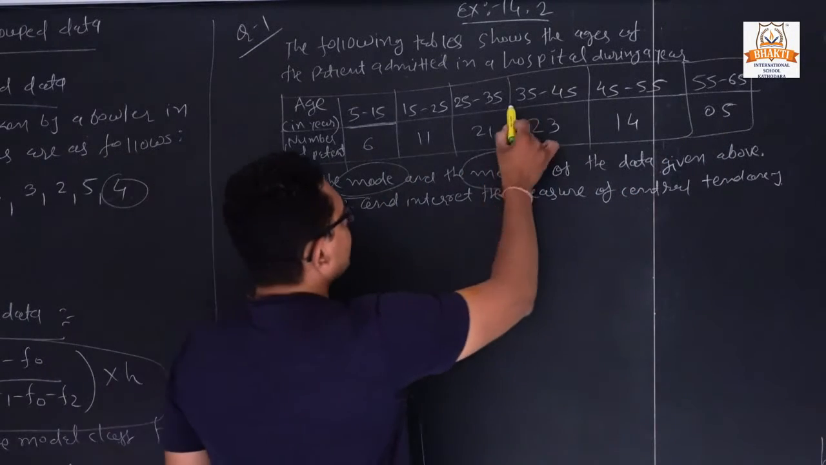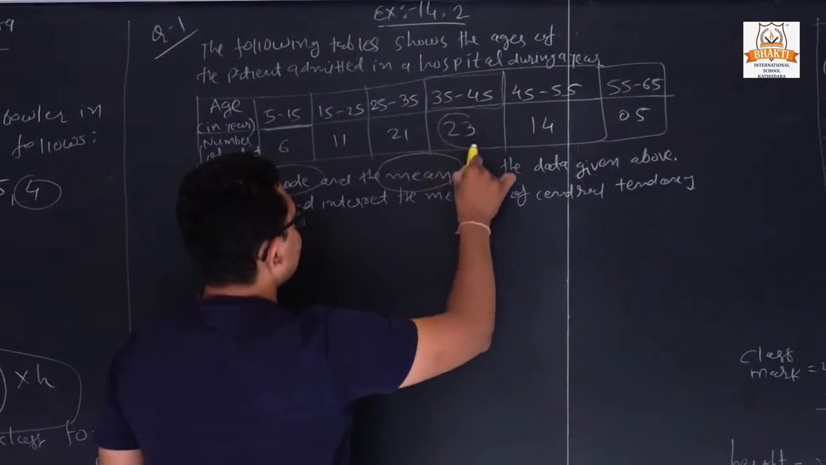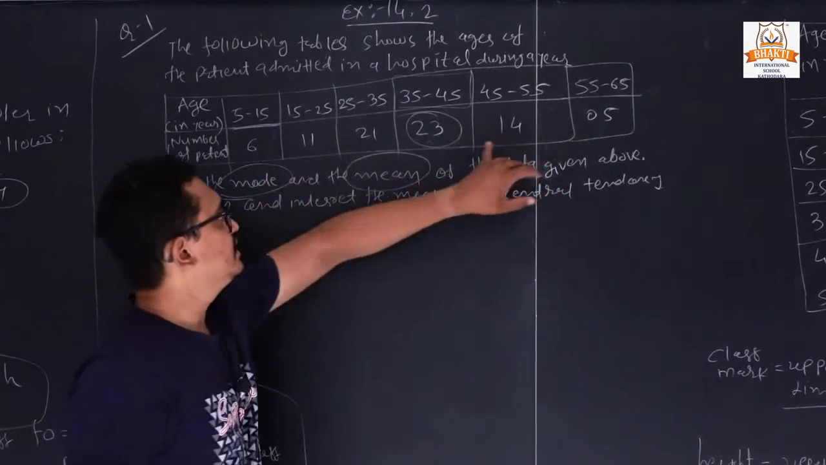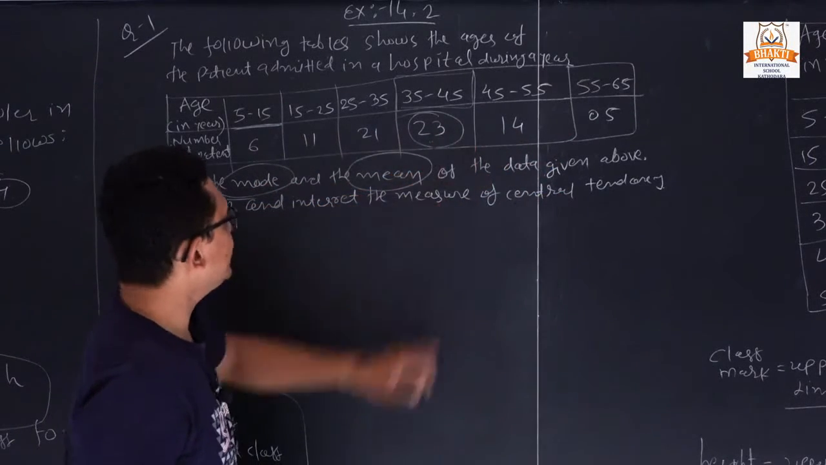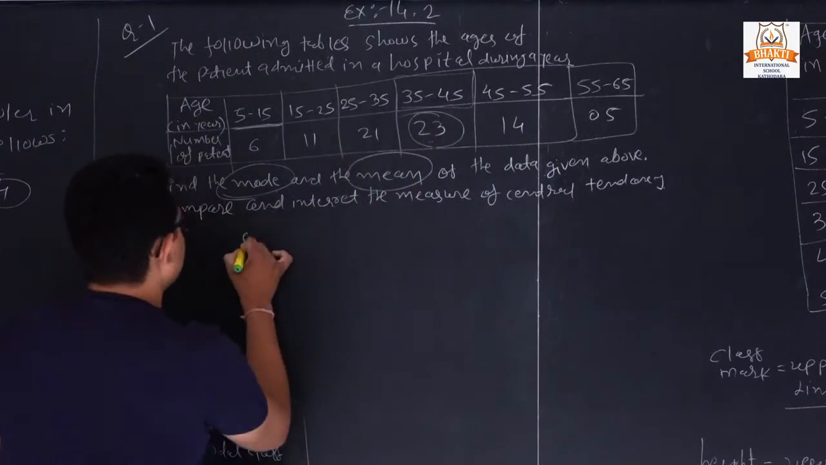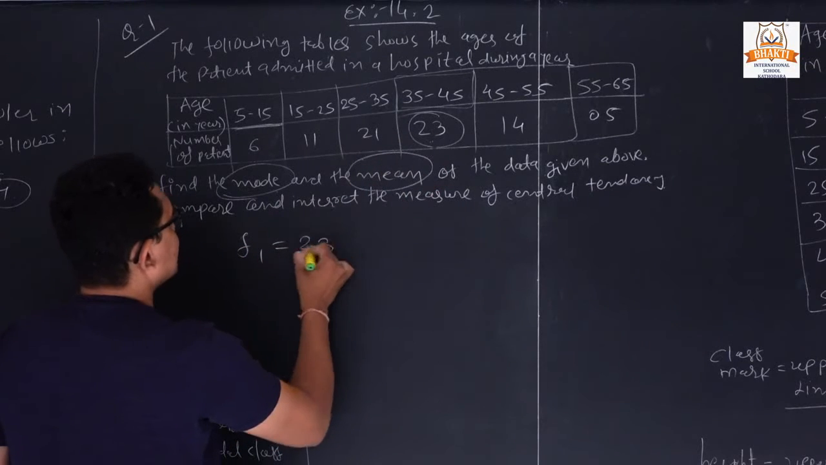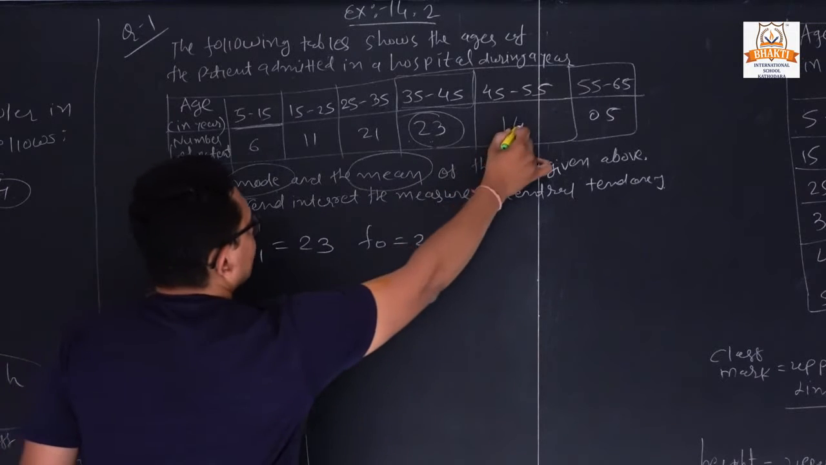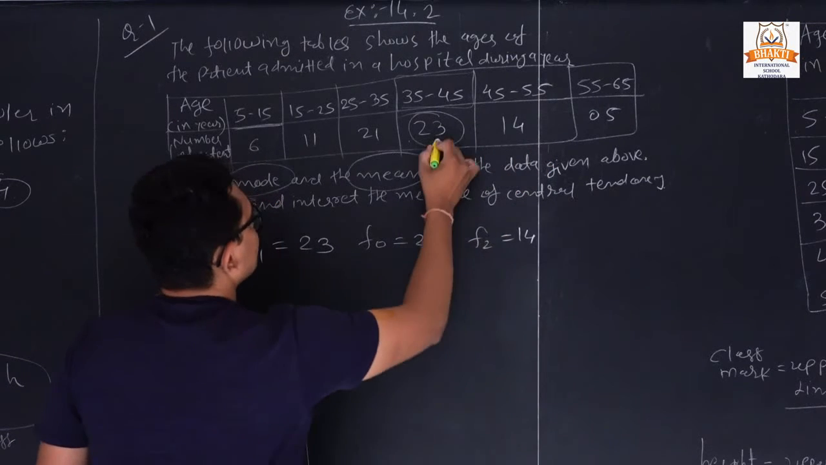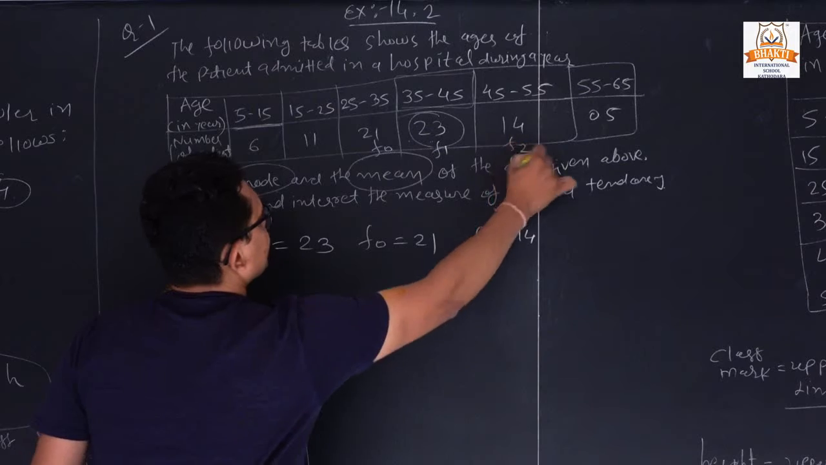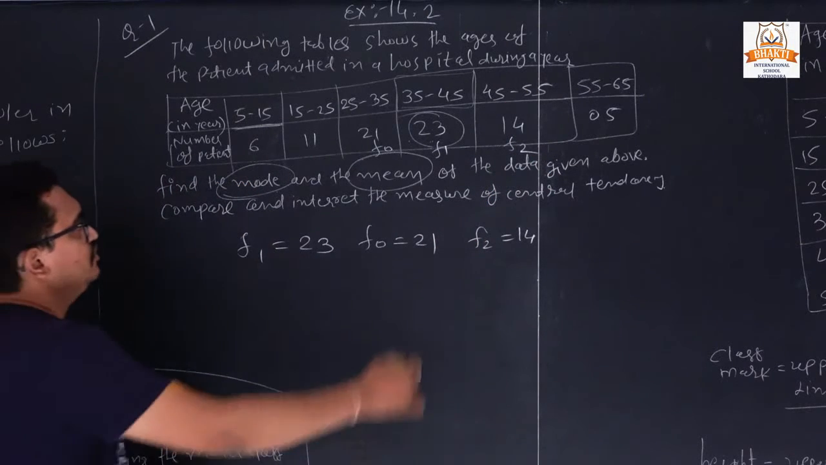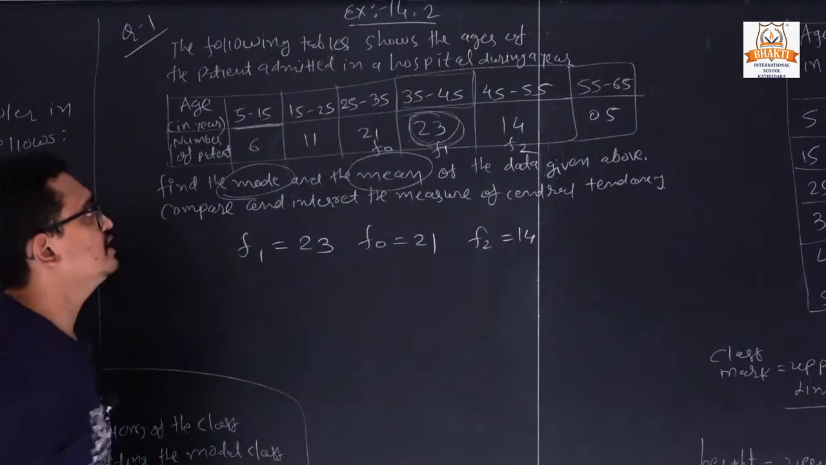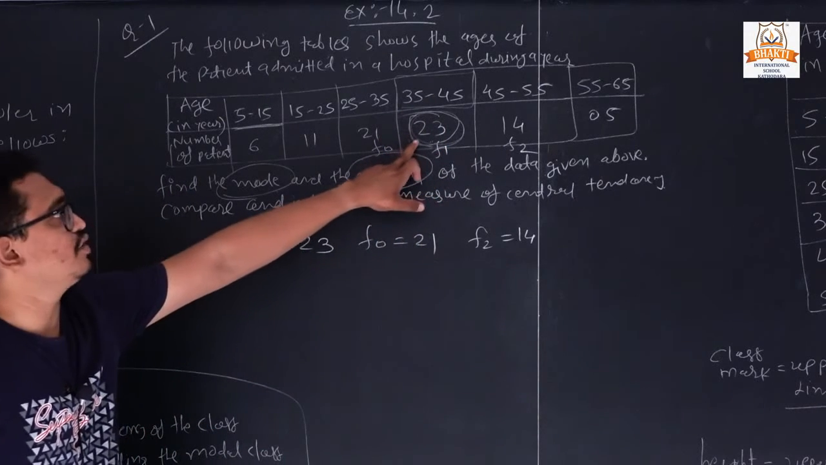Here between 35 to 45, 23 patients are admitted. It is the maximum number, the largest among them. Clear? So this is our F1. F1 is 23, the class before it gives F0, which is 21, and the class after it gives F2. We select these because in this age group the maximum number of patients is admitted to the hospital.